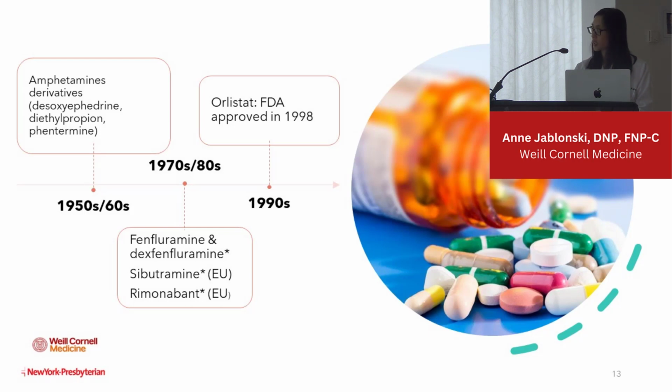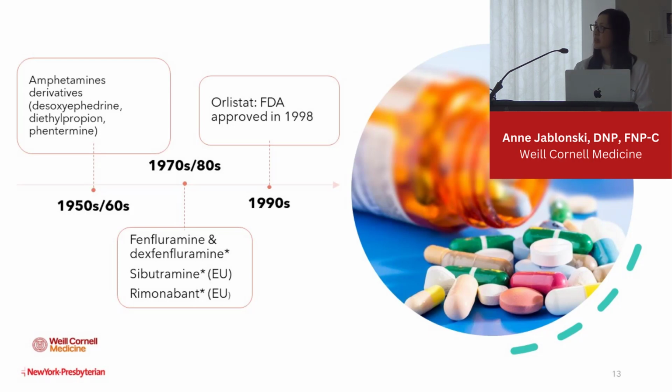So fast forwarding to the 70s and 80s, there's another medication that came out called fenfluramine, which was actually an antidepressant, and it caused appetite suppression as a side effect, and it was pulled from the market because it had cardiac side effects. So in Europe, there were two that came out, both antidepressants. It was sibutramine and rimonabant, and both were recalled because they caused heart problems and psychiatric problems.